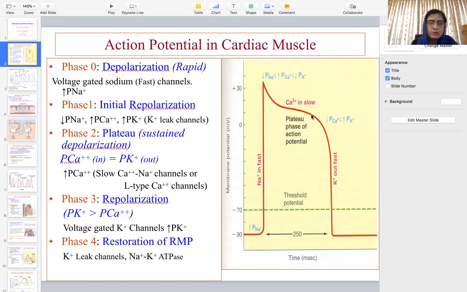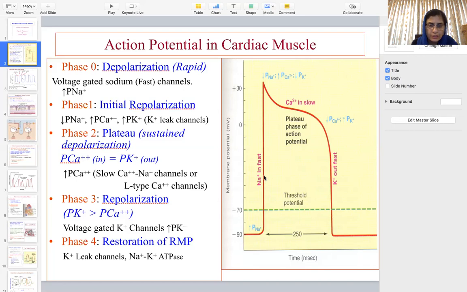So after some time, the long lasting calcium channels will close, and the voltage gated potassium channels will remain open, and the efflux of the potassium ion will continue. So it causes the start of phase 3, which is the phase of repolarization. And then when it reaches minus 90, the phase 4 begins, which is called the restoration of the resting membrane potential. So this is phase 4. So we have 4 phases in the action potential of the cardiac muscle.